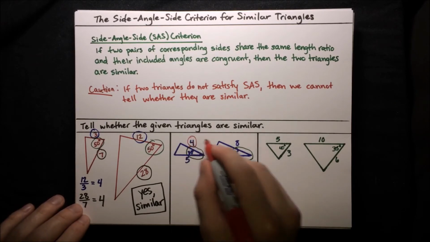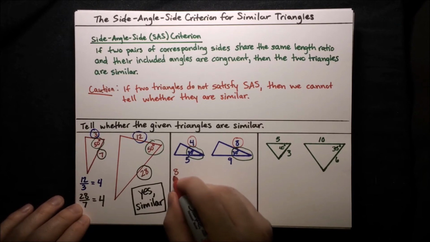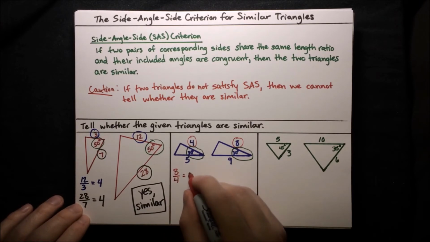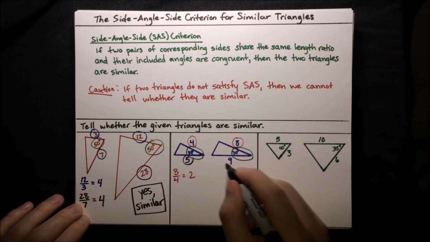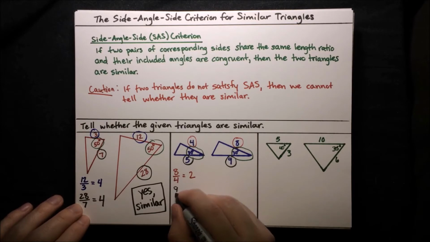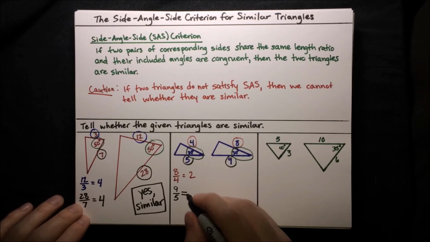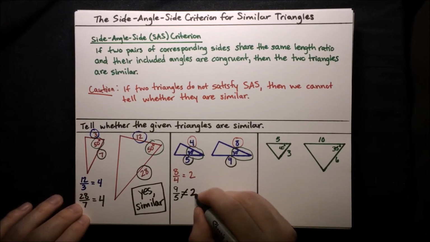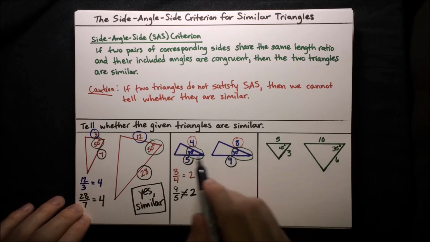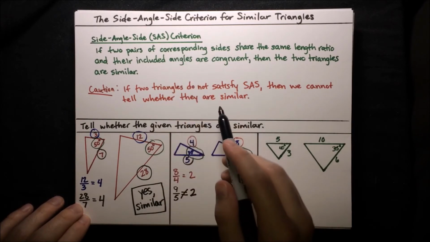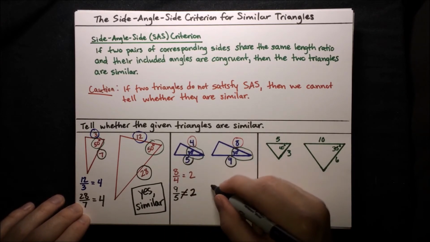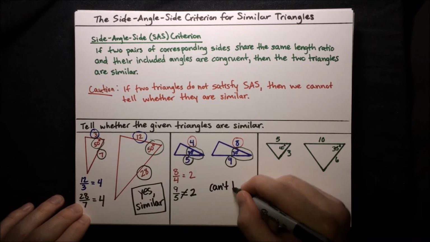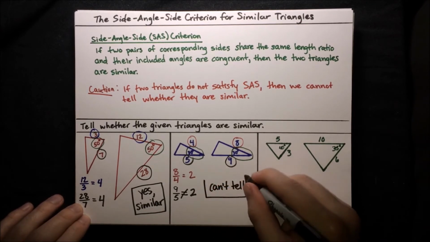These are corresponding sides, and let's see what the ratio of these sides is. 8 to 4 simplifies to just 2. 8 divided by 4 is 2. Now let's check if that matches up with the other pair of corresponding sides, 5 and 9. The ratio 9 to 5, does that simplify to 2? No, it doesn't. That doesn't simplify at all, so that's not equal to 2. Therefore, these two triangles do not satisfy the side-angle-side criterion. But that just means that we can't tell whether or not they're similar. So our conclusion is really just, we can't tell.